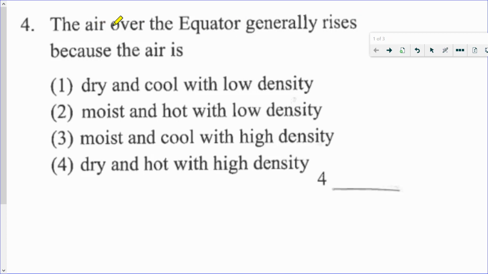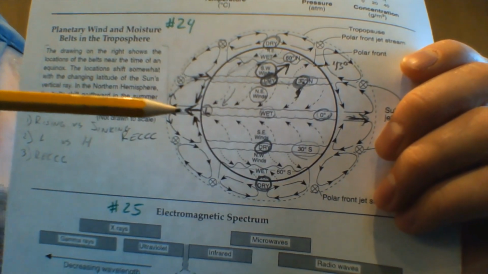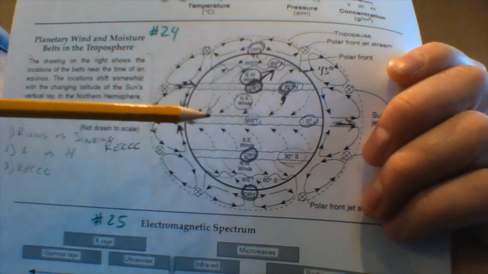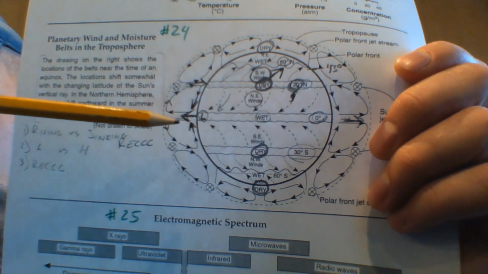Okay, so let's see the air over the equator. So we're going to look at the equator, and it's rising. So why does it rise? Let's look at that chart and see if we can figure out which answer we'd pick. When you look at the chart, you just have to find different locations. The equator is going to be the easiest one to find. It's right here. And then you can look and see what the moisture conditions and air conditions are on top, and go from there.